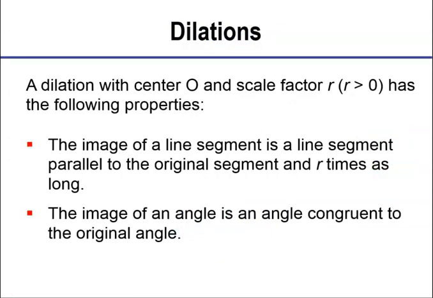Now, dilation with center O, I keep saying 0, I apologize. The dilation with center O and scale factor of R, where R is greater than 0, so we're keeping it positive right now, has the following properties. First of all, the image of a line segment is a line segment parallel to the original segment and R times as long. Okay, so let's go back and look at our previous images and make sure that makes sense.